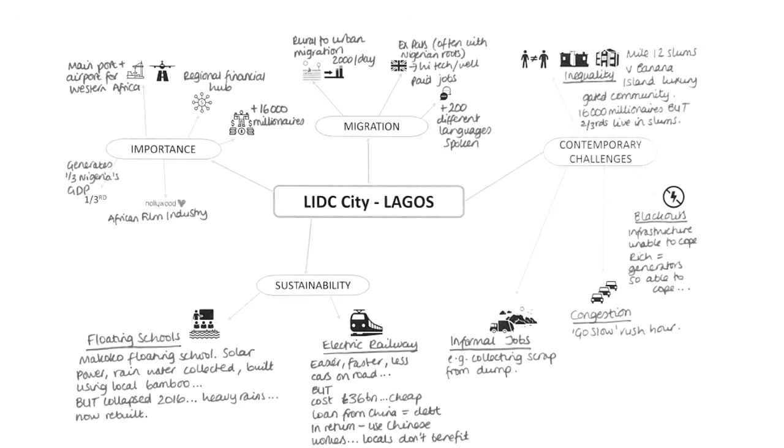You've also got the electric railway, where they've built this railway that cost £36 billion using a cheap loan from China, which has put them into debt. In return, they had to use Chinese workers to build the railway, so the locals didn't benefit. It's much easier and faster to get into the city. There are fewer cars on the road, which reduces pollution. However, the local people can't afford to use it.